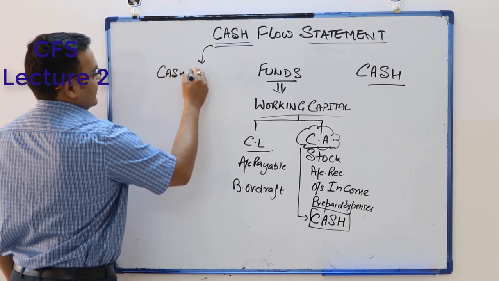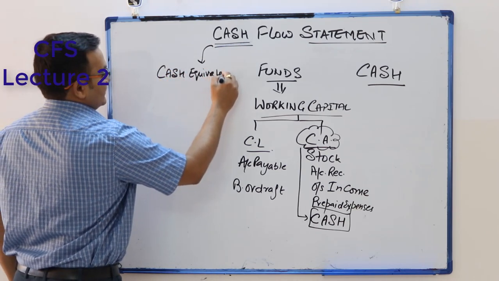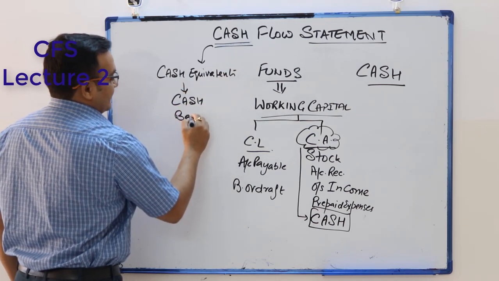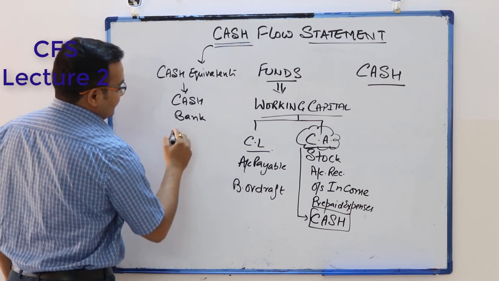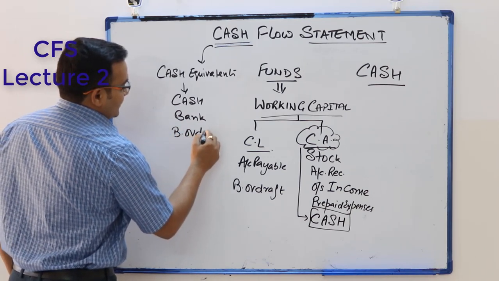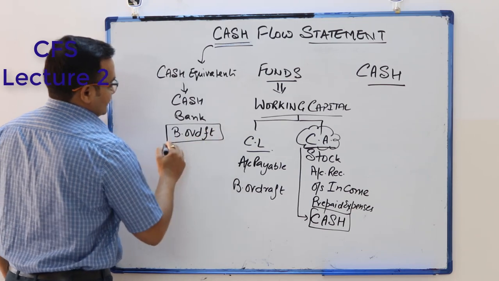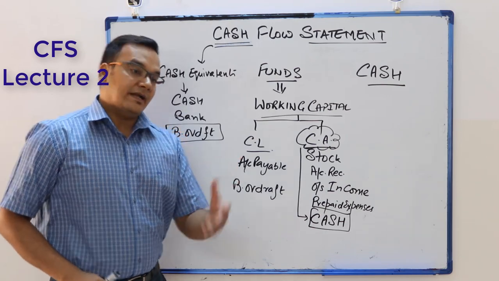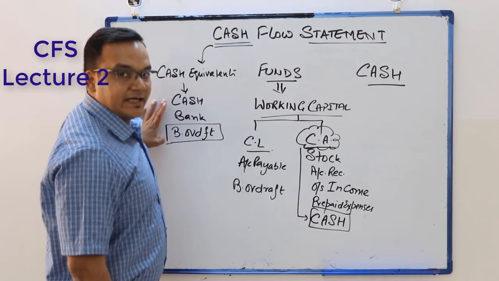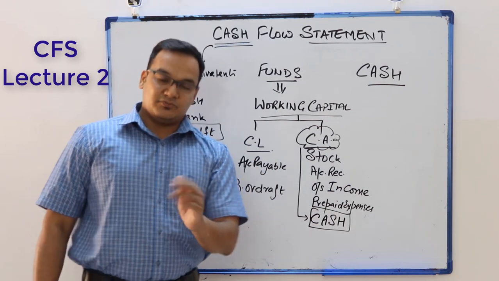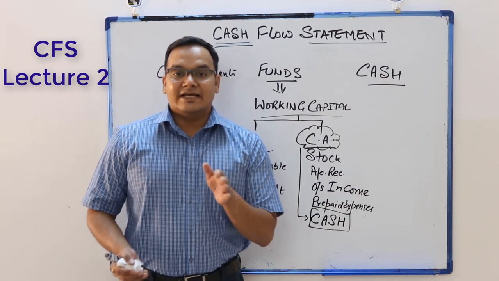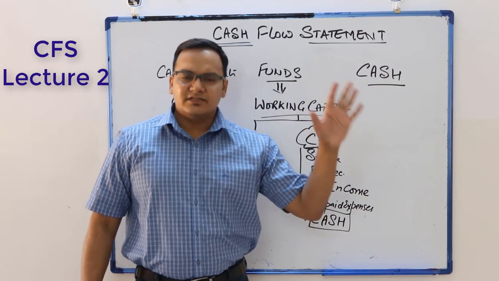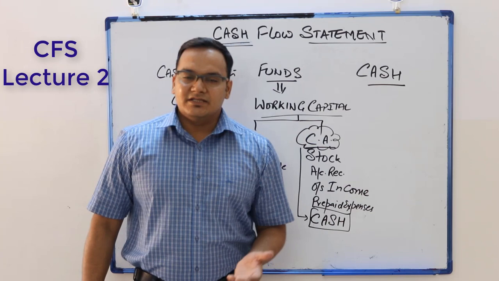Cash equivalents include cash and bank balance. If it is a negative balance, then we call it bank overdraft. So it is a negative balance. We have the opening balance of these three and the closing balance of these three, which we studied in the previous video, and then we analyze how many transactions have taken place during the year. We have to understand that particular portion.